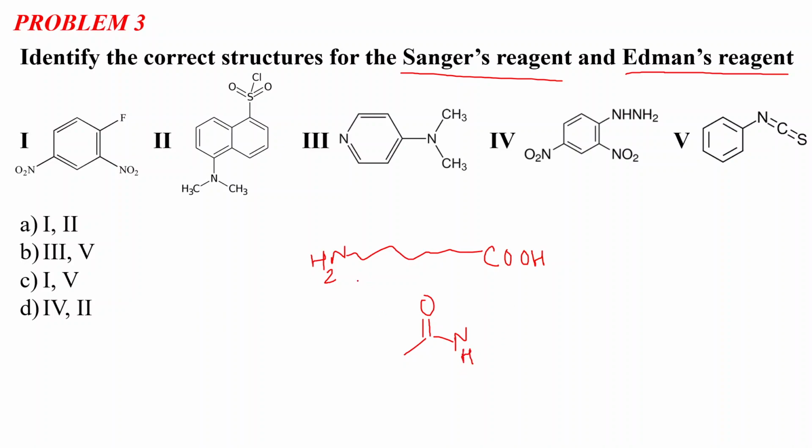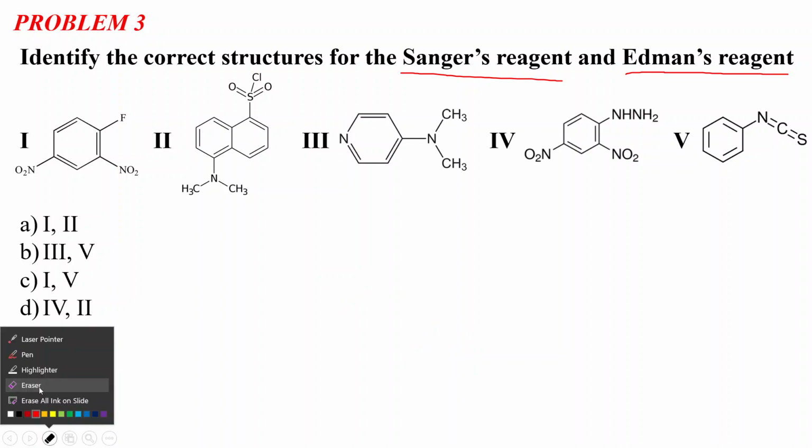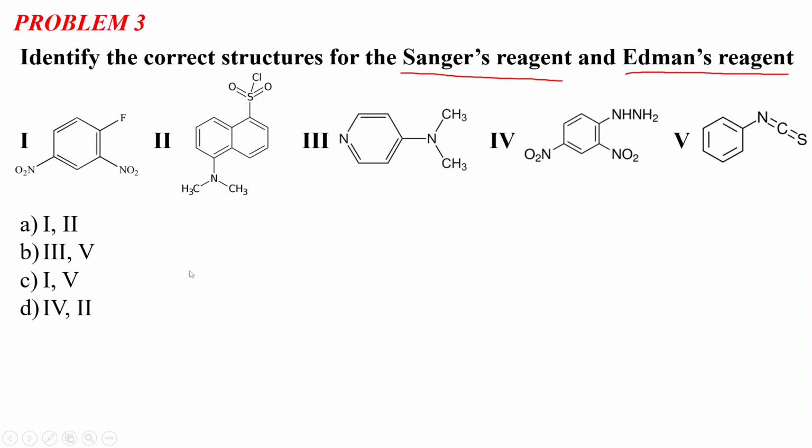Yes. So Sanger's reagent and Edman's reagent are used to tag the free NH2 group. After reacting with the free NH2 group, when we hydrolyze, we will have a derivative from which we can know what the N terminal amino acid is. So first I will erase this. You just need to remember the structures and the names of this kind of reagents, so that you can answer this kind of question.